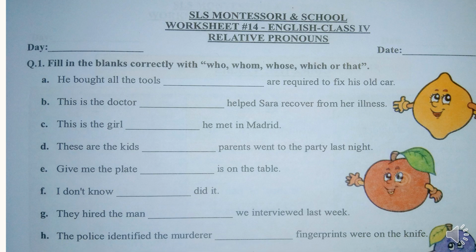The police identified the murderer dash fingerprints were on the knife. In this sentence, you have to show belonging of fingerprints with the murderer. So use the relative pronoun that we use to show possession or belonging.